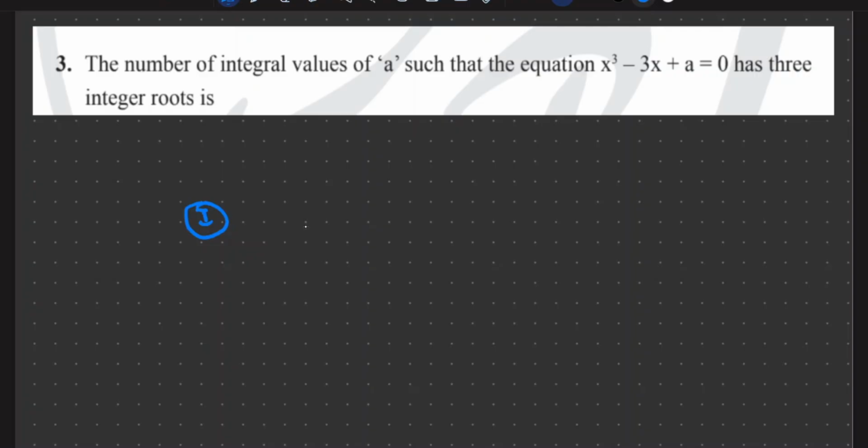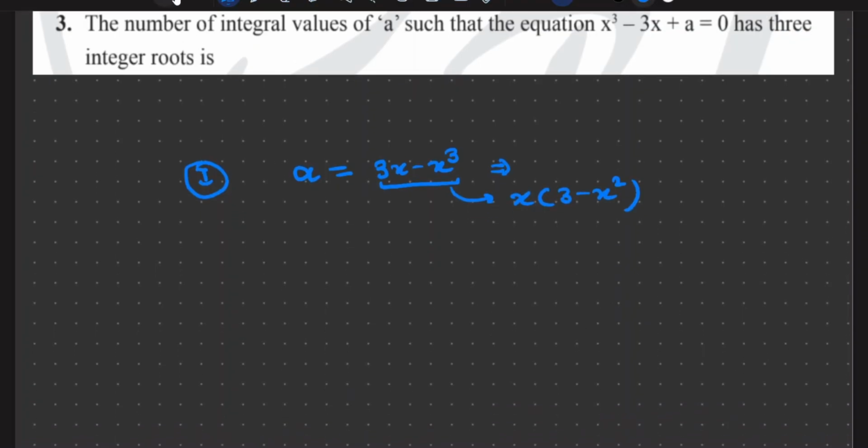So that is what I did. I separated the parameters a and x. So what I'm going to get is a is equal to 3x minus x cube. So here I see a cubic polynomial, so what I'm going to do is draw a graph of this, which will be pretty easy. This thing can be written as x times 3 minus x square, right? So now let us proceed on to drawing the graph, and then you'll see what happens.